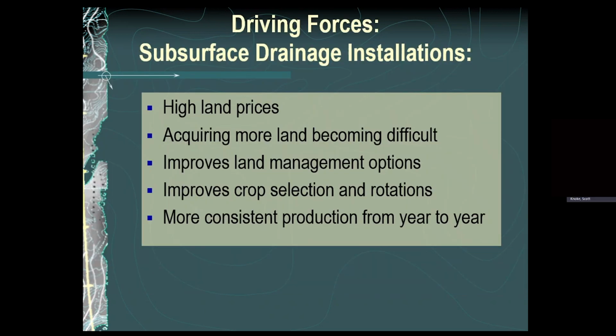So the driving forces behind it: high land prices. If your land is worth $7,000 an acre and you have to buy more land and it's got wet problems, if you invest $1,000 or $1,200 in subsurface drainage, it's probably not a bad investment to improve it, because acquiring more land is becoming more difficult. It improves the land management options.